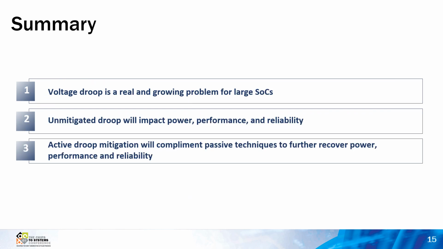This concludes this presentation. I'll summarize 3 takeaways. Voltage droop is a real and growing problem for large SoCs. Voltage droop will impact the power, performance, and reliability of systems, and an active droop mitigation will complement passive techniques to recover power, performance, and reliability.